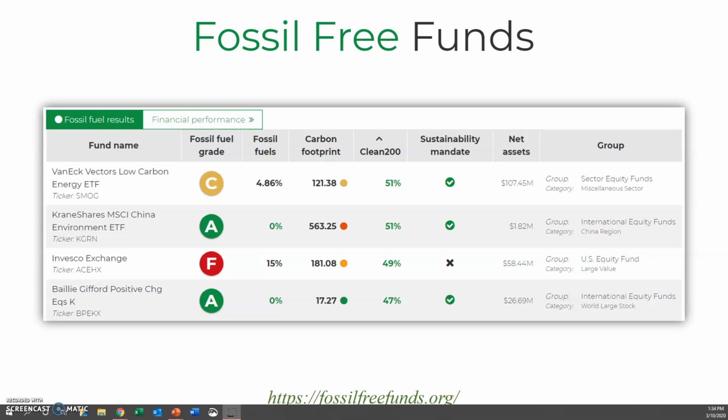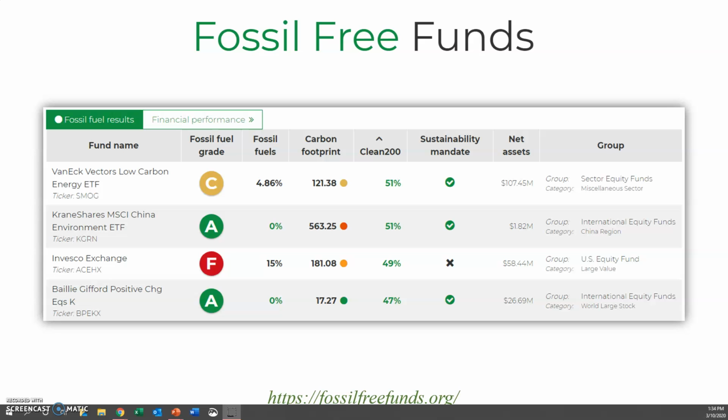When I took a look at my mutual funds, I couldn't believe how many of the companies in my funds had pretty low fossil fuel grades, or I guess there would be a higher percentage of the fund invested in fossil fuels, and the carbon footprint was pretty bad for mine. I'll show you that later, but I was really surprised at what I found.